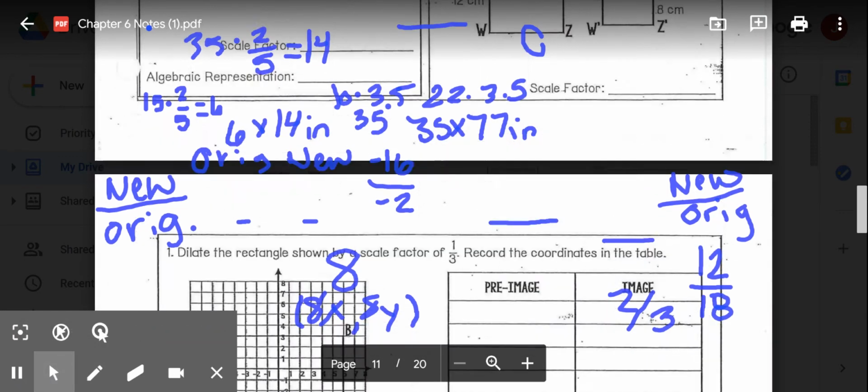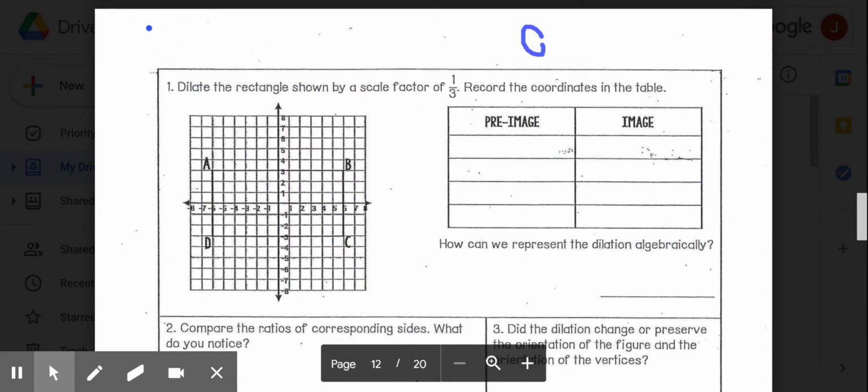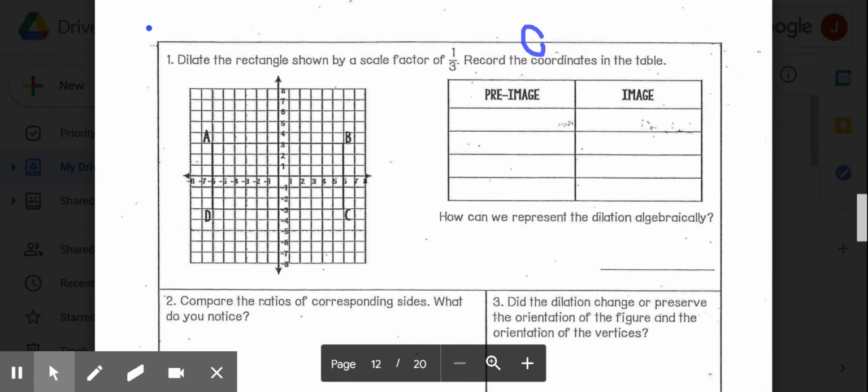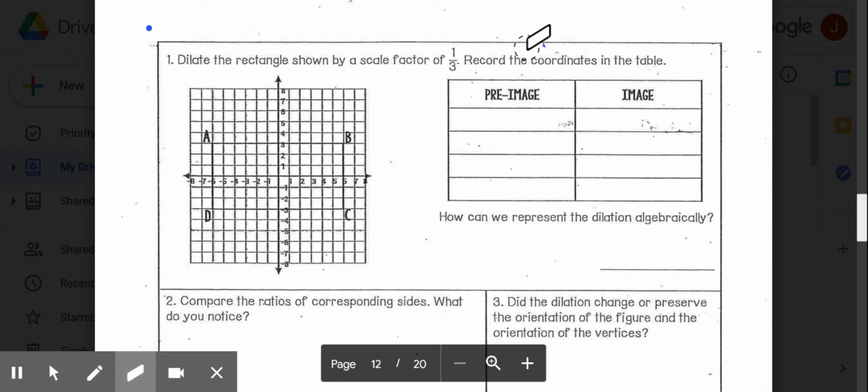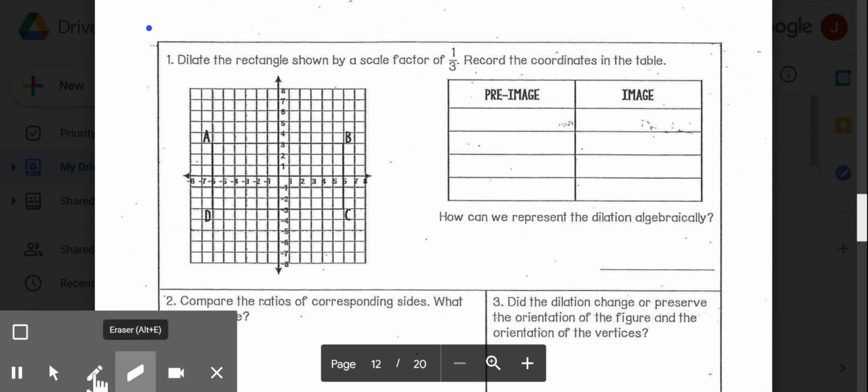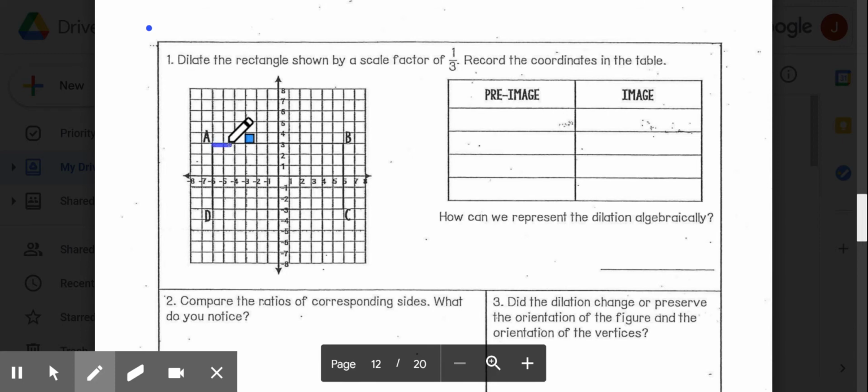All right, let's go ahead and flip to the back here. And we're going to do a few examples on the coordinate plane. So it says here, dilate the rectangle shown by a scale factor of 1/3. And this rectangle might be a little bit tricky to see. I'm going to outline it a little bit to make it a little bit more clear. So you can see we've got rectangle ABCD right here. Oops. That one should be a little bit further to the left there. There we go.